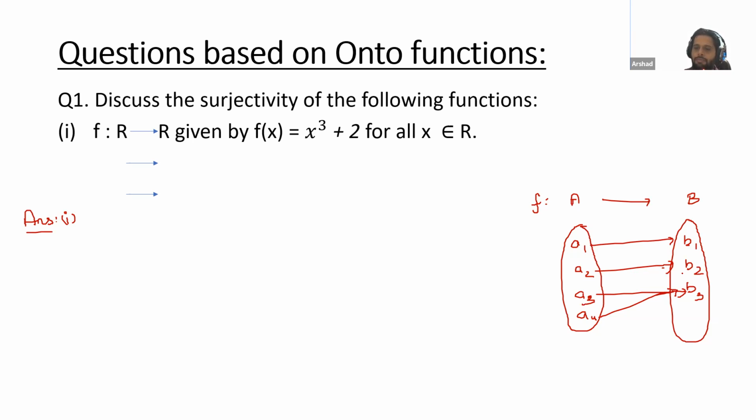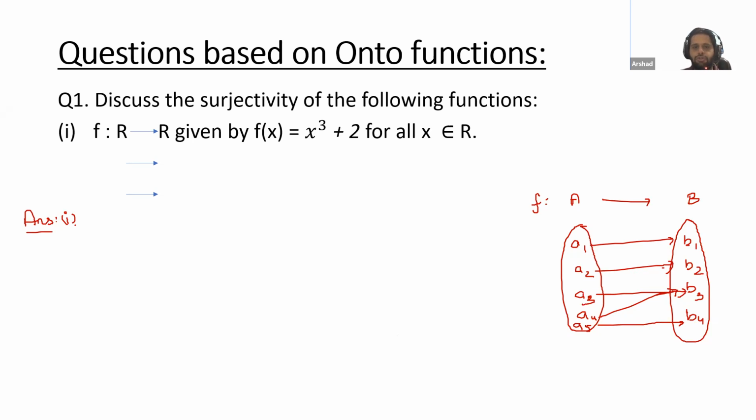If all the elements in set B have their pre-images, that means suppose we have an element B4 which does not have its pre-image in A, then this is not onto. So every element should have its pre-image in set A. I hope this definition is clear to you. Now please check how we need to solve this question.